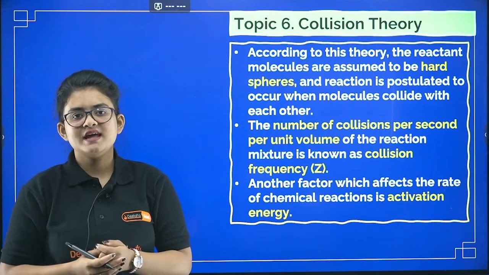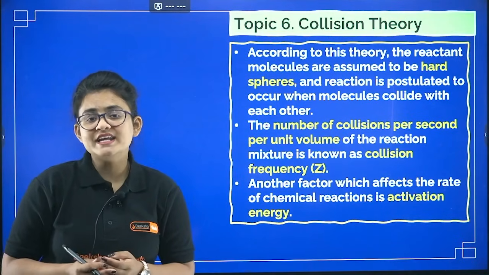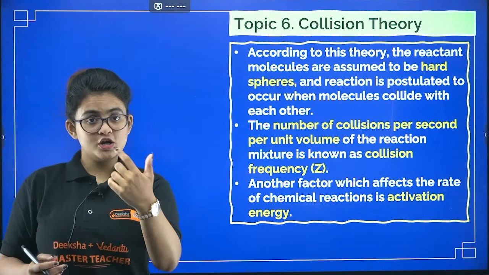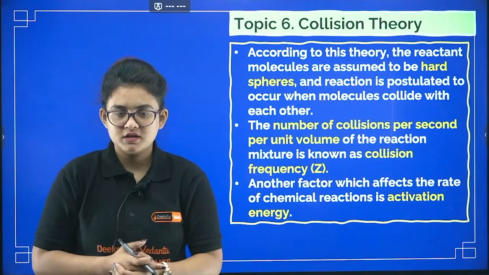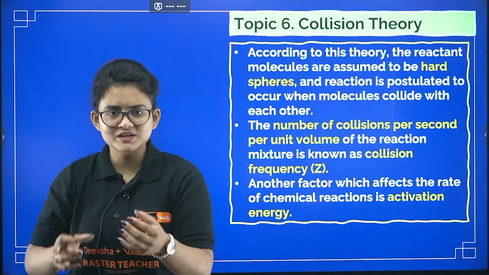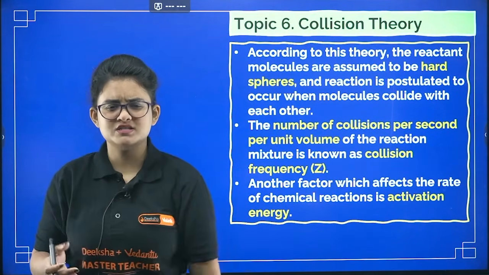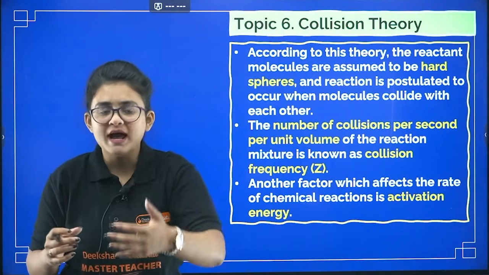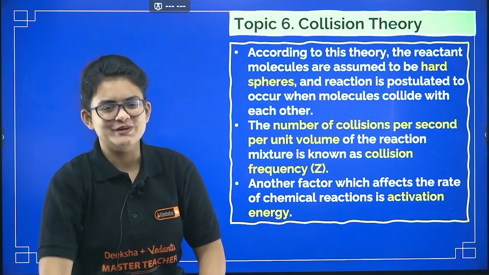Next is effective collision and orientation match. Orientation match is the correct way to approach, a heart-to-heart connection. Let's take the example of the SN2 reaction. In SN2 we always say backside attack. The nucleophile should approach from the backside. If the nucleophile approaches from the front side, there is no reaction at all. When they are colliding, it may be an effective collision, but that approach is not good.